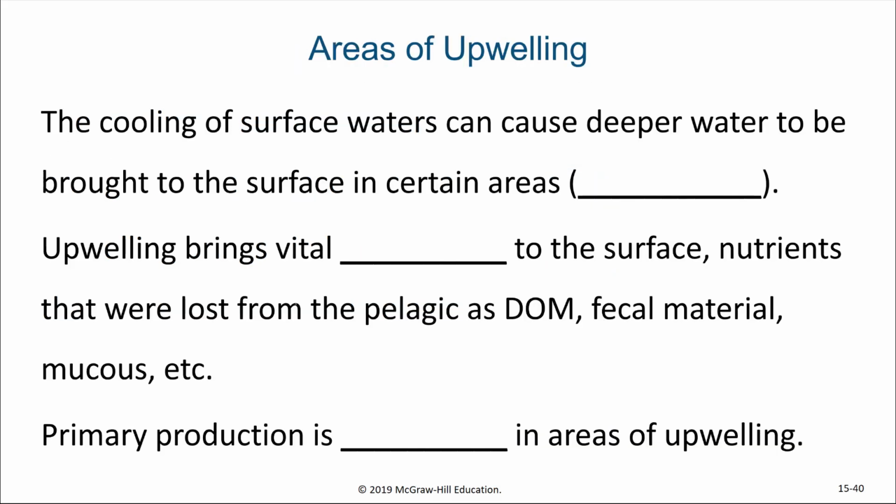Nutrients are often depleted in the surface waters, and so often it requires water coming in from the deep ocean in order to replace some of these lost nutrients. The water at the surface is less dense than water deeper down, which is why it's the surface water in the first place. So to bring new deep water up, the density of that surface water needs to change. The cooling of surface waters can cause deep water to be brought to the surface in certain areas. This is known as upwelling.